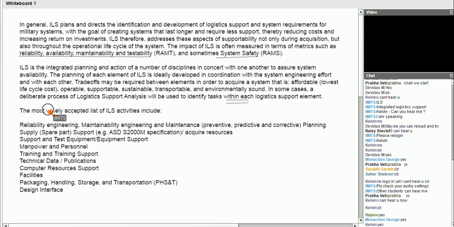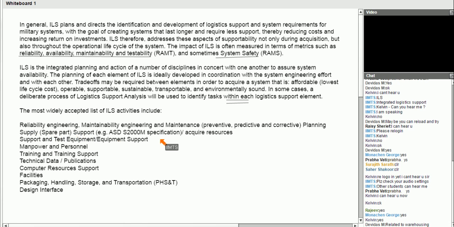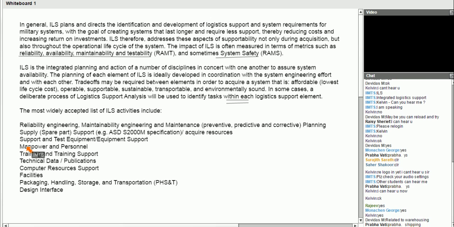Okay, good. Now see, the most widely accepted list of integrated logistic support activities include: number 1, reliability engineering, maintainability engineering and maintenance. Number 2, supply of spare parts or support services related to warehousing. Yes. Movement of the goods from one place to another place, either from warehouse, or from the production plant to the warehouse, or the production plant shipping. Support and test equipment, manpower and personnel, training and training support, technical data, computer resources. So it is widely used in all these areas, right?